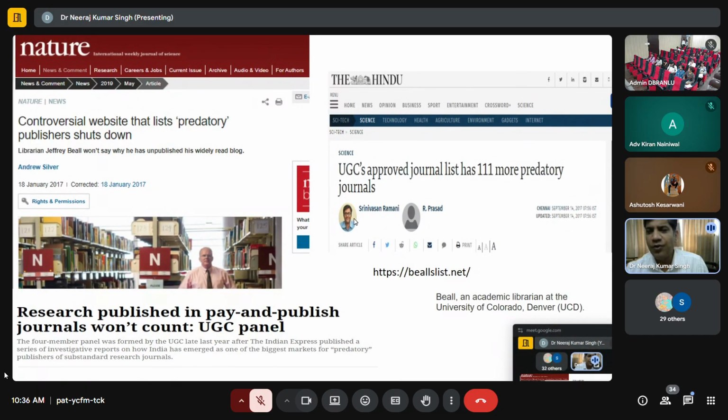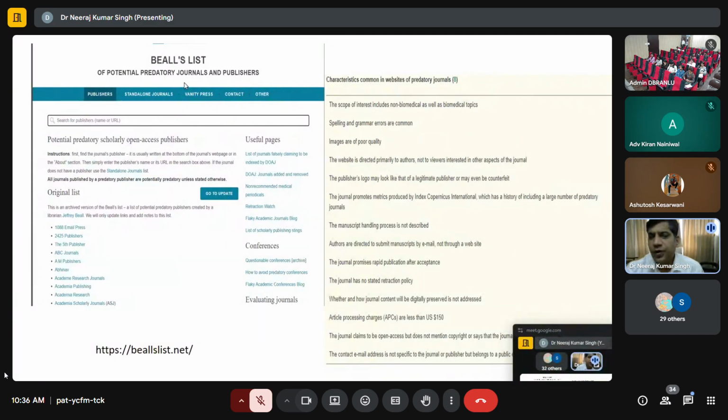So that is why, because of all these predatory publications, this is one website, it's called Beall's List of Predatory Publications. So here you will see the names of the publishers and their journals listed. So never ever try to use or submit your article to those which are listed here.